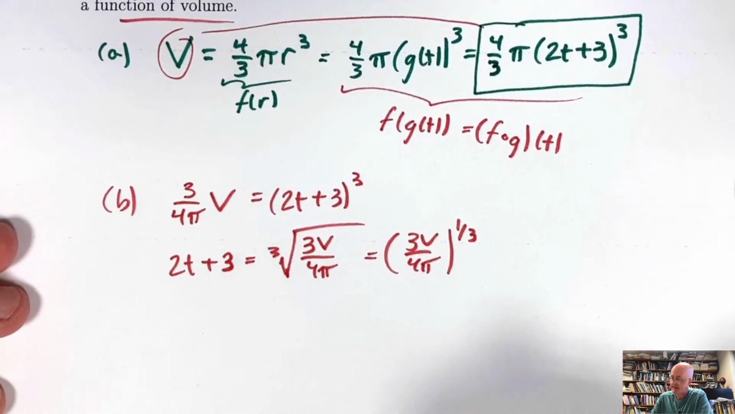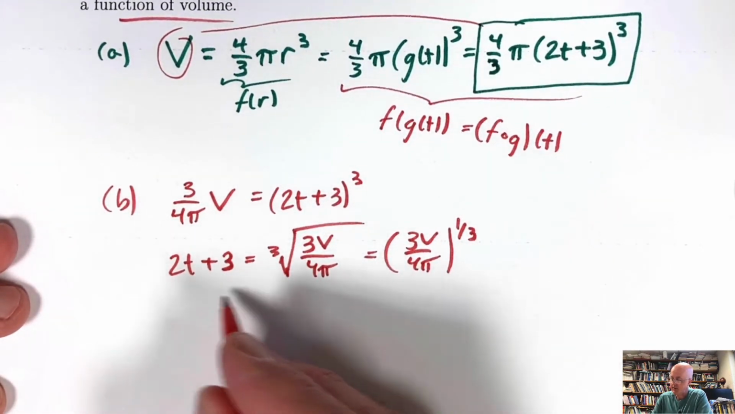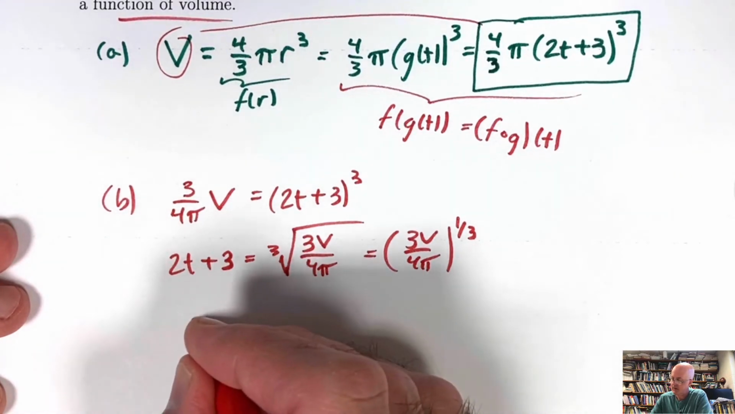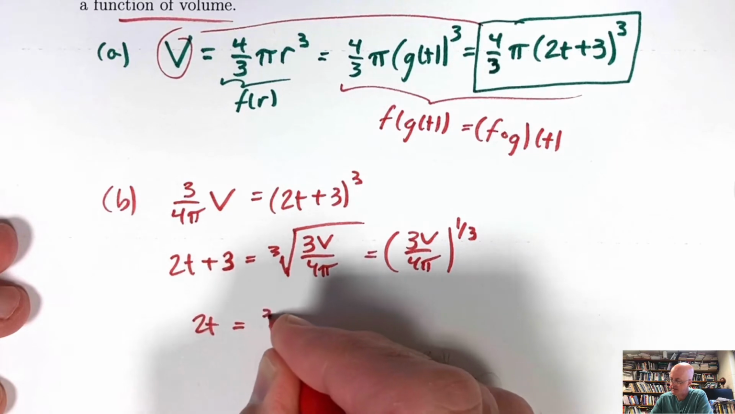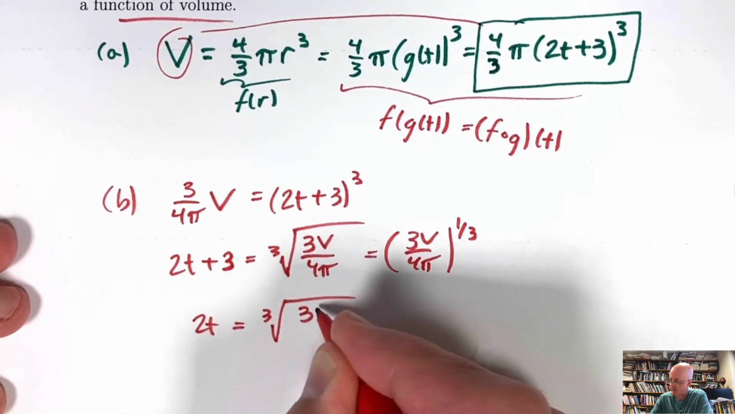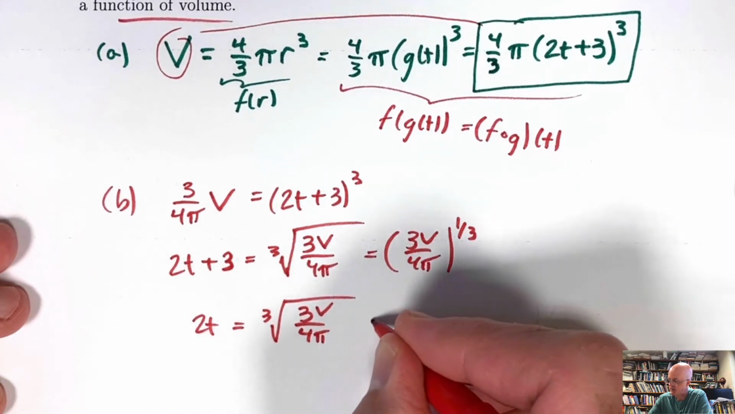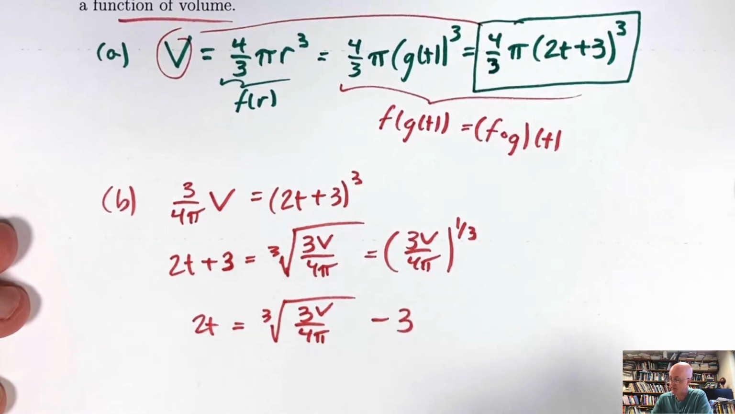Now just isolate t. Subtract 3 from both sides, and then divide both sides by 2. Careful that you write things correctly. For example, if I subtract 3 from both sides, I certainly do not put the 3 under the cube root. I put it over here. It's separate from the cube root. You do the cube root first and then subtract 3.